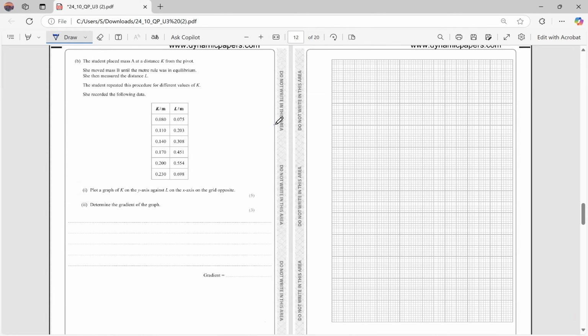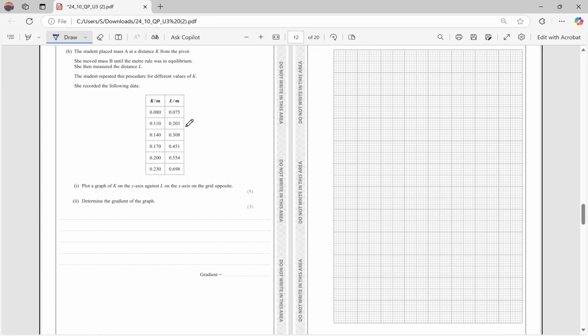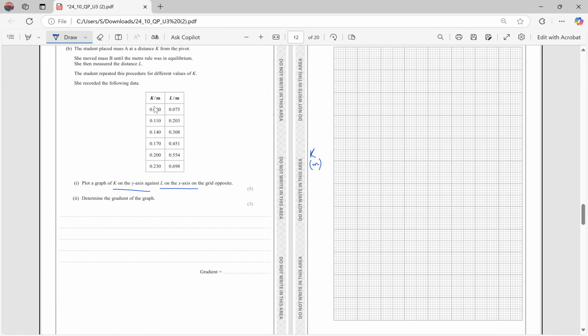We have to draw or plot a graph. So k is on the y-axis. So here we will have k and it's in meters. Remember to label the graph. And L is on the x-axis. So here we will have L. Again, it's in meters.